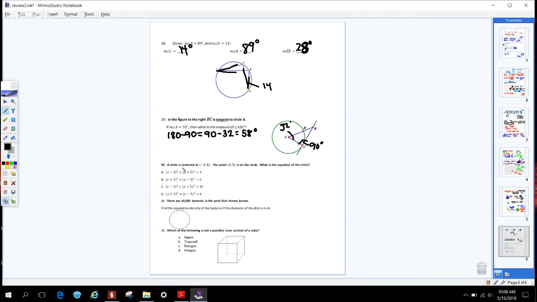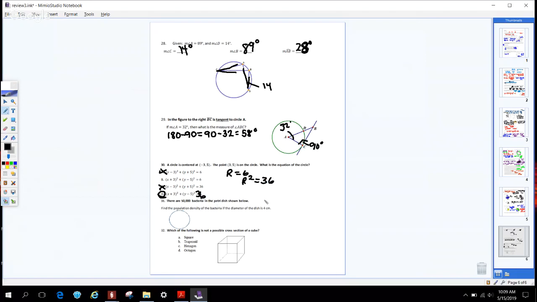Here it wants us, the center is circled at this, so right away we know we're flipping the sign, so it can't be A and C. Oh, this is the one I told you to make this say 36, so the answer is choice D. You would do distance formula, so when you do distance formula, you'd get radius of 6, so r squared equals 36.